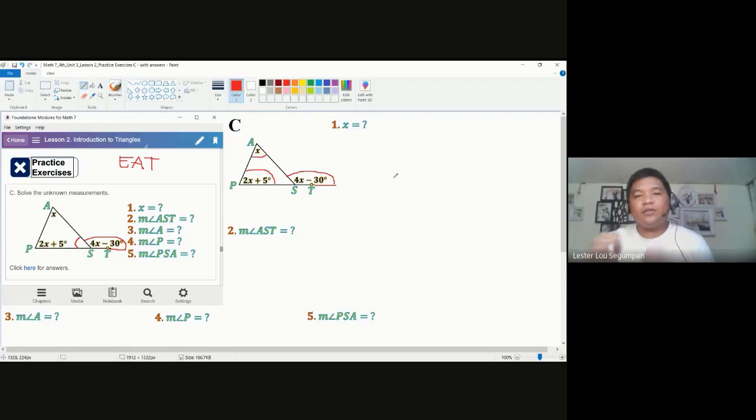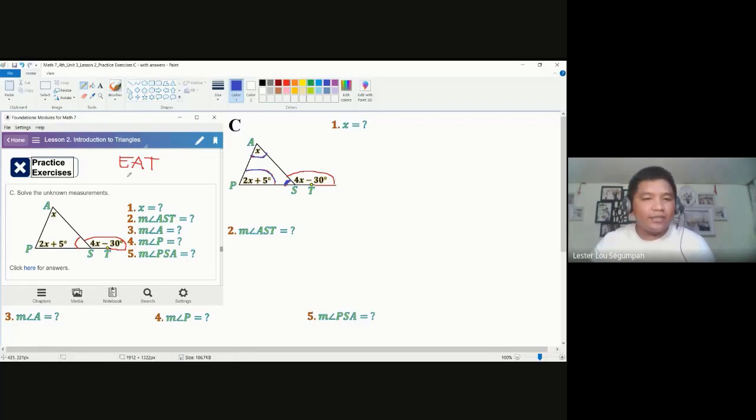If we say remote interior angles, they are the interior angles of the triangle which are non-adjacent to the exterior angle. If this is our exterior angle, the interior angle of triangle APS that is adjacent to it is this angle here. In short, the other two angles, angle A and angle P, are what we call the remote interior angles of this exterior angle.